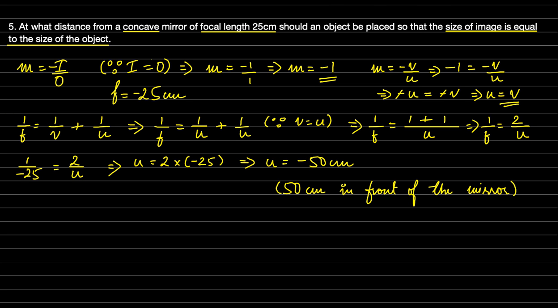Now I would be discussing an easier method of doing this problem, slightly easier, but might not be accepted by all the teachers. So here what is given is the same question I have written here: at what distance from a concave mirror of focal length. Now if we know the ray diagrams, we know that when the object is kept in front of a concave mirror at center of curvature, the image is also formed at center of curvature and is of the same size.